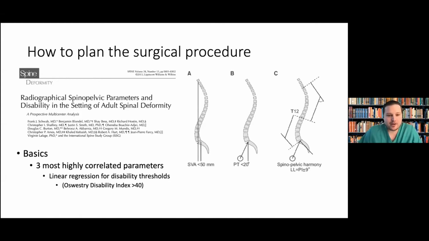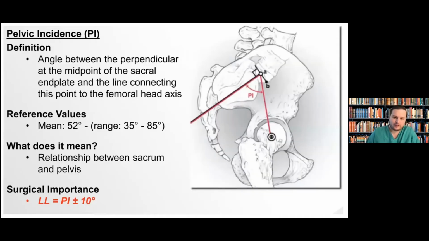And this paper, using linear regression for the disability thresholds, they found that the three biggest parameters to follow were an SVA of less than 5, pelvic tilt less than 20 degrees, and then a PIL mismatch plus or minus 10 degrees. So that's overall what we're looking at.